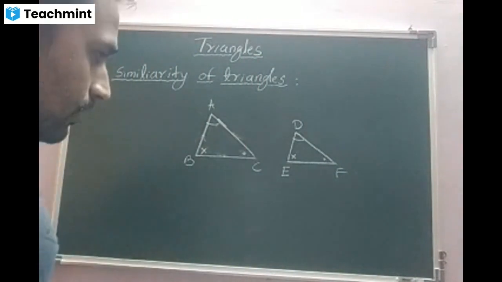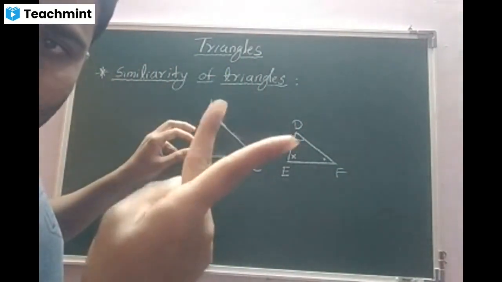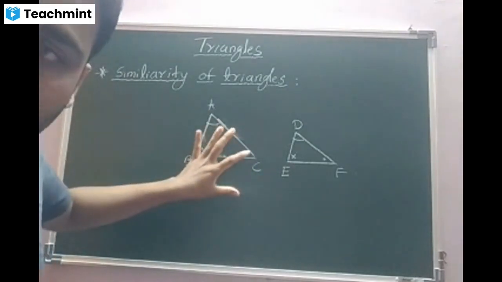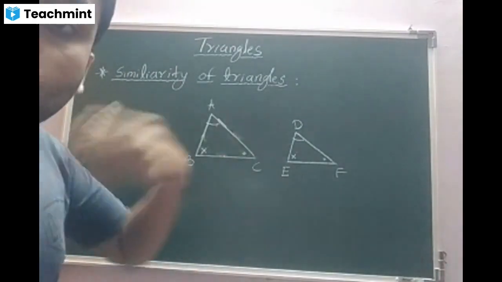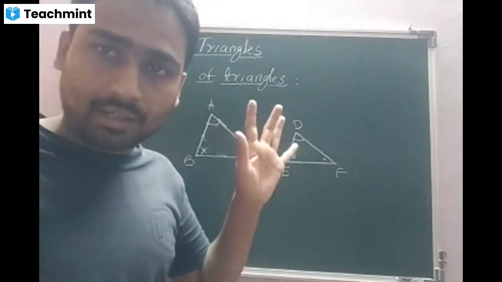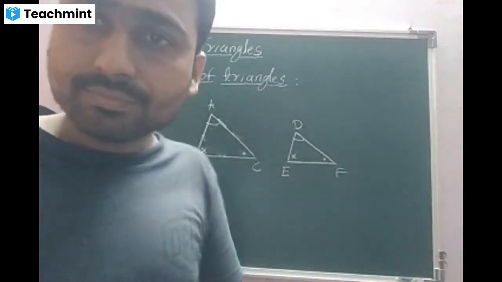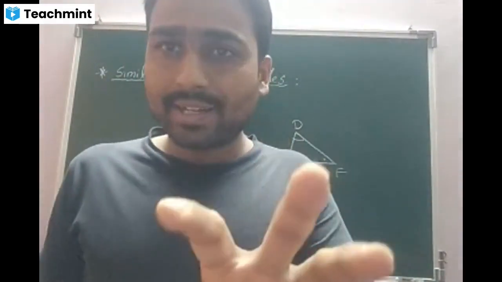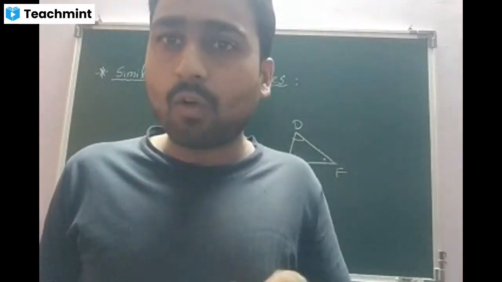Look at the second condition. Condition number two: if all three sides of one triangle are proportional to the corresponding three sides of the other triangle. Got the concept? Yes, sir. You will understand if I write it in the symbolic form properly.